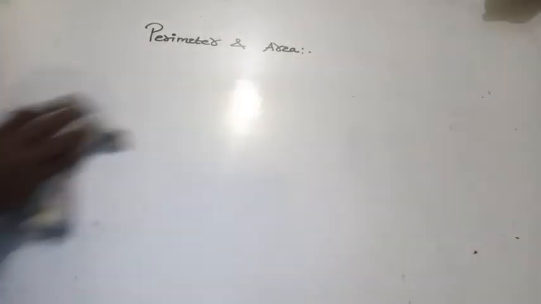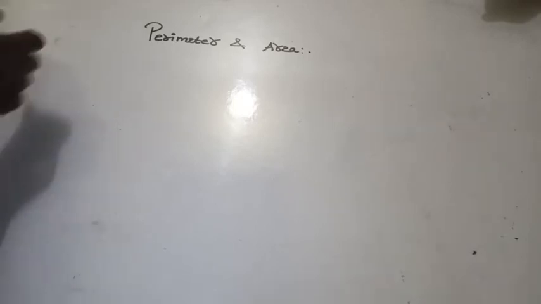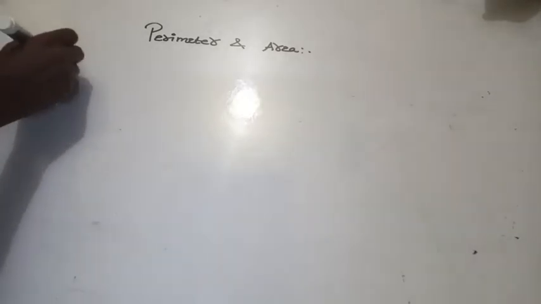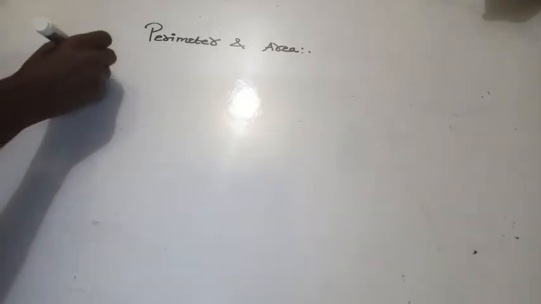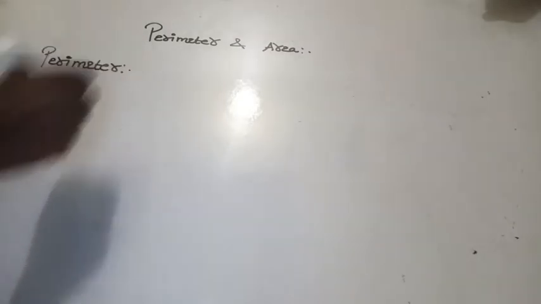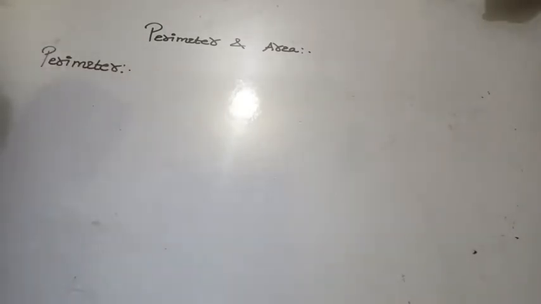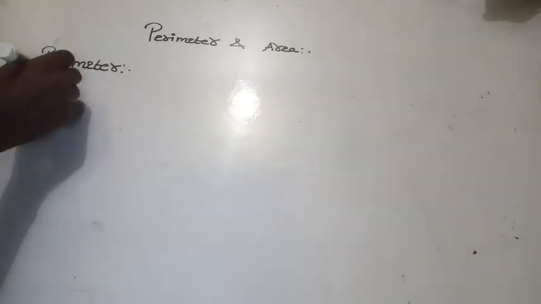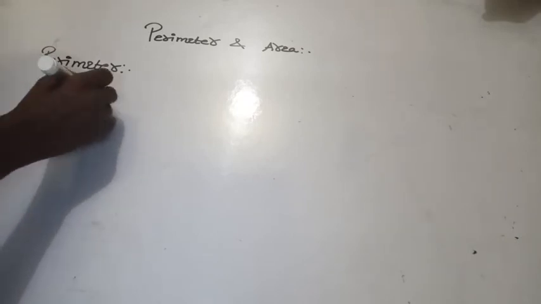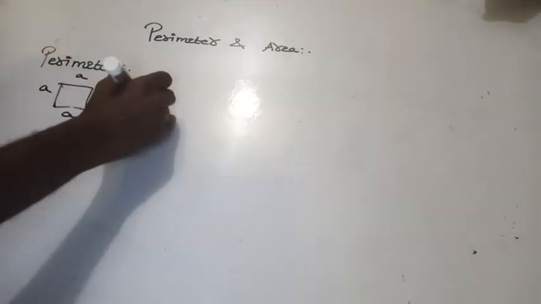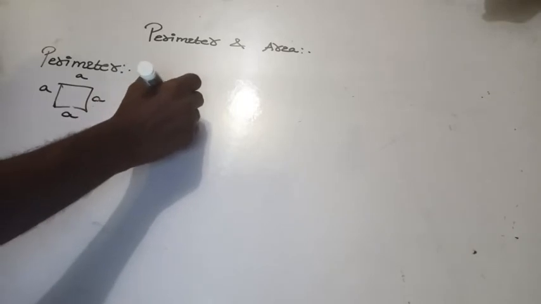Perimeter. So already we know the definition of perimeter. It is nothing but the sum of the length of its boundary. Now, perimeter of a square. Let A be the side of a square. Then perimeter will be 4 into A.